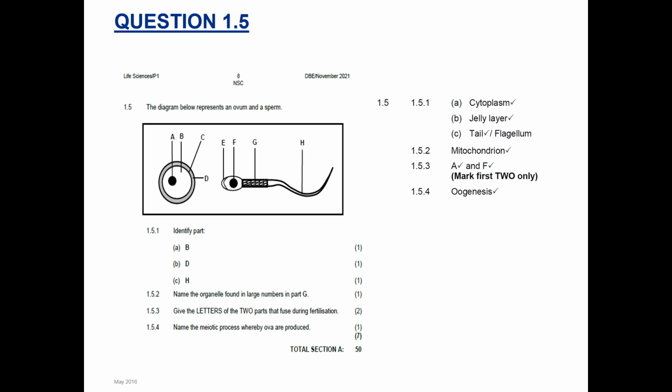1.5.2. Name the organelle found in large numbers in part G. This is part G, that obviously is the mitochondria. 1.5.3. Give the letters of the two parts that fuse during fertilization. We know that the sperm nucleus and the ovum nucleus fuse, which is F and A. And then 1.5.4, name the meiotic process where ova are produced. That's easy, that's oogenesis. As you can see in this section A, the questions are quite simple and straightforward. There are hardly any tricky questions except for the one multiple choice question. So this is a section where you can really score your marks.